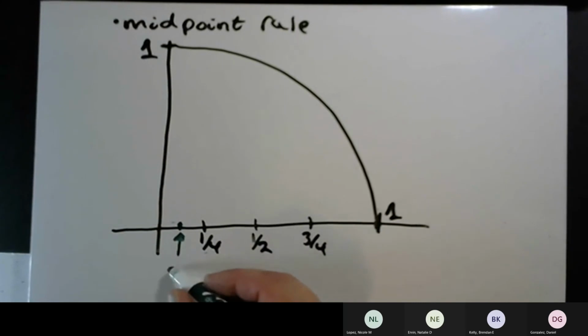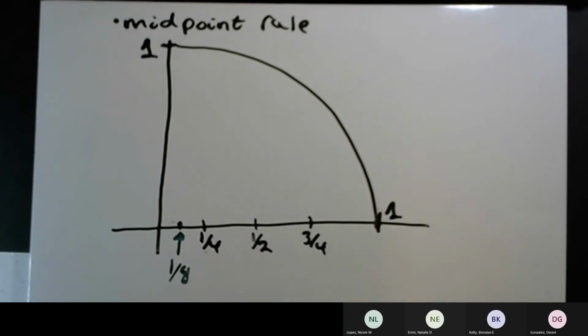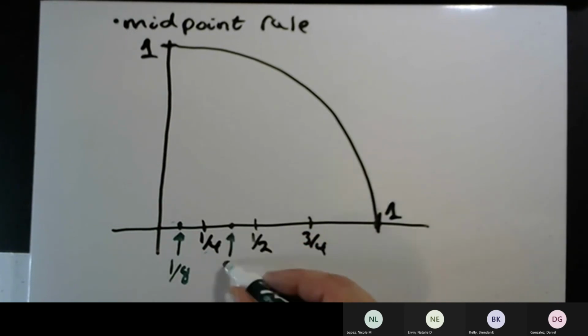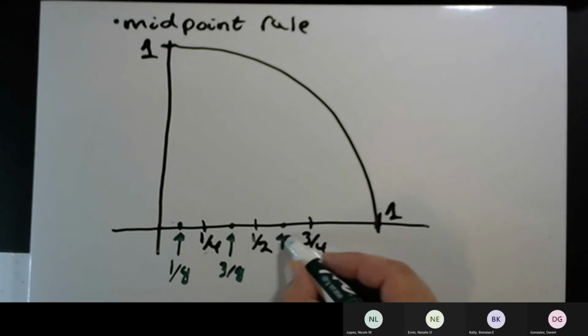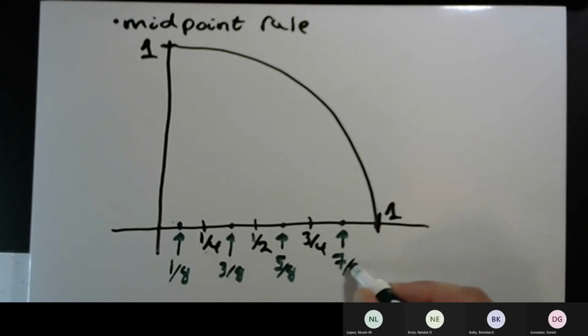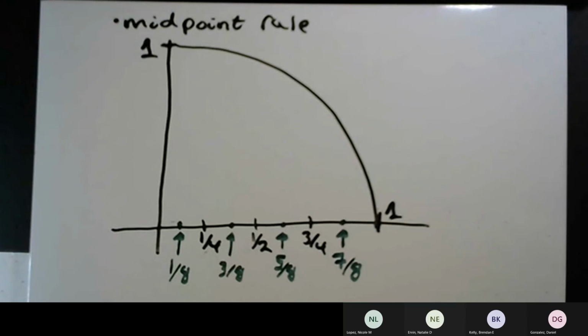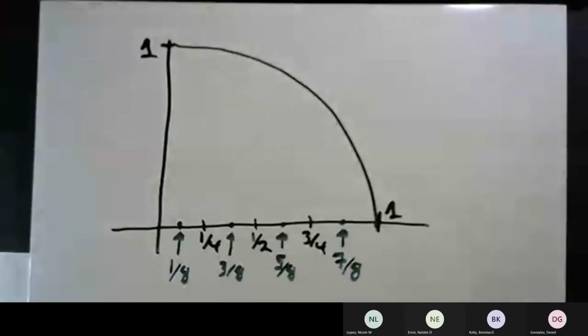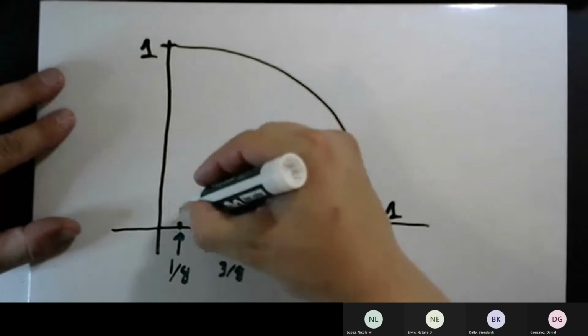So this here, the midpoint, 1/8. This one here, 3/8. This one here, 5/8. This one here, 7/8. So now when we construct our rectangles, we're going to have the height of the rectangle evaluated at these midpoints.